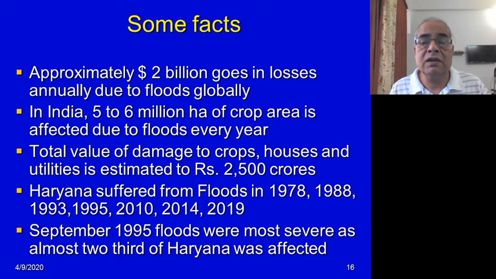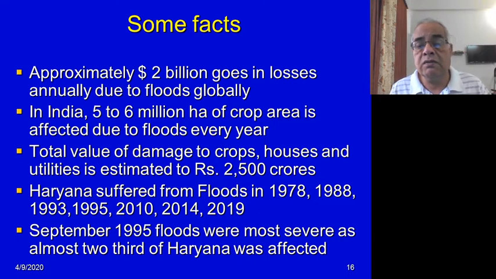Yamuna, we are having the floods in Yamuna. We are having the floods in the Ganges, right? We are having the floods in Ghaggar, right? So we are having different areas which are being affected, different states which are being affected by different rivers, and the total value of the damage to the crops, houses and the utilities is estimated to be about 2,500 crores.